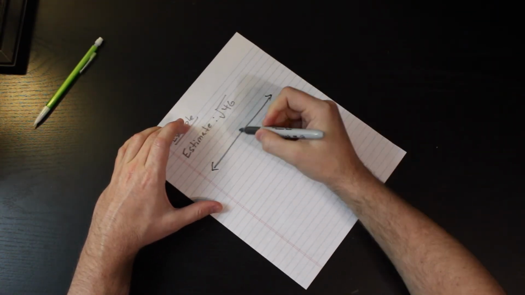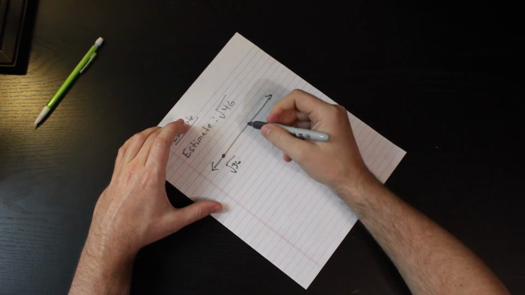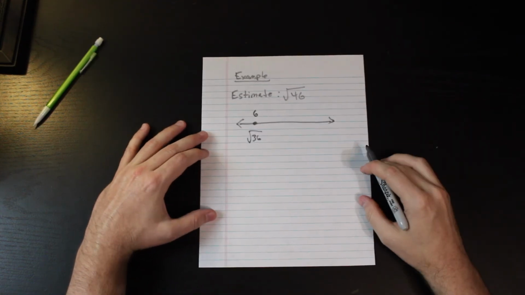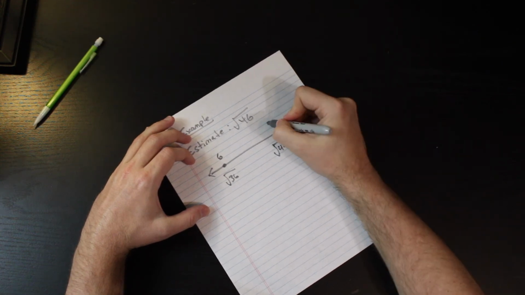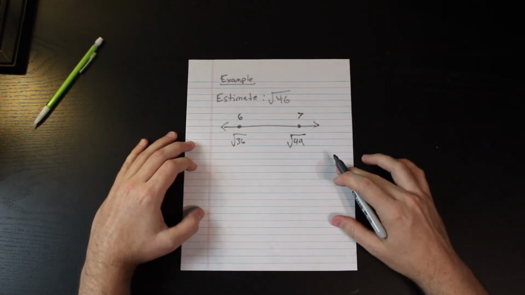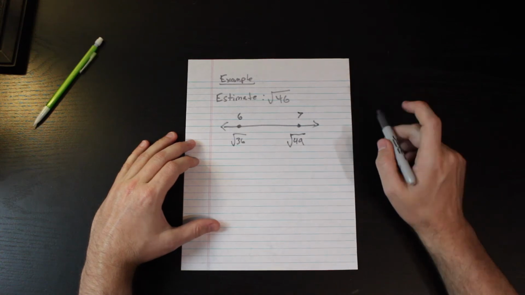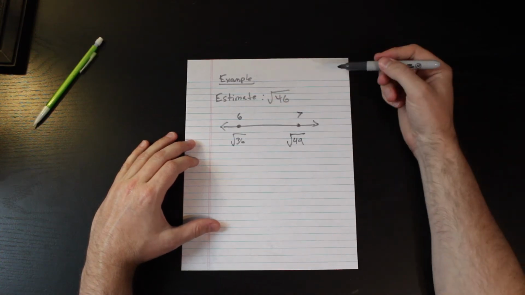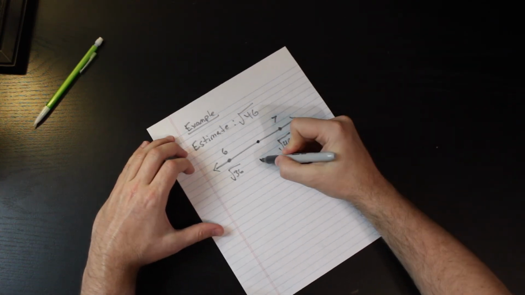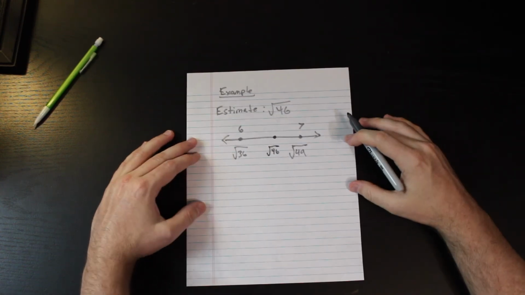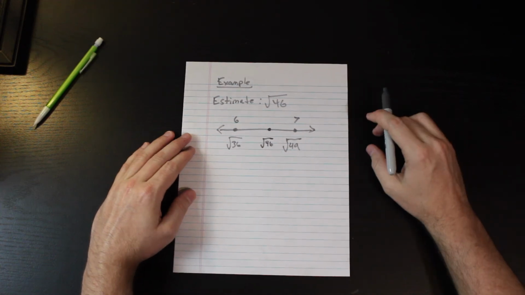Here is a point for the square root of 36, or 6. Here is a point for the square root of 49, or 7. If we were to plot the square root of 46 on this number line, we'd put it somewhere around here. If we want to refine our estimate, here's how we can do so.